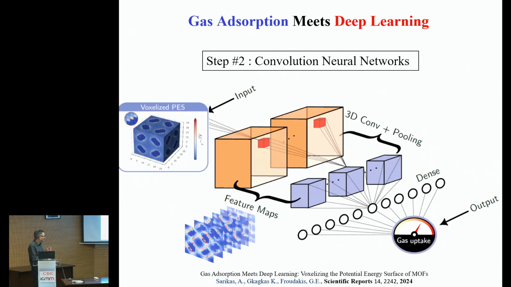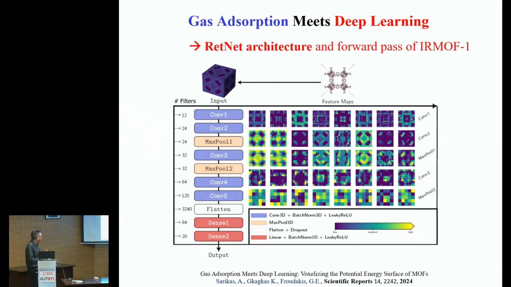This is the schematic diagram of our algorithm. We take the voxelized potential energy surface. The neural network will get the feature maps, and then we do convolution and pooling in order to decrease the dimensions and get some output like the gas uptake.